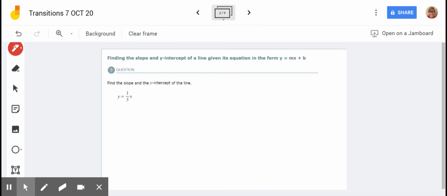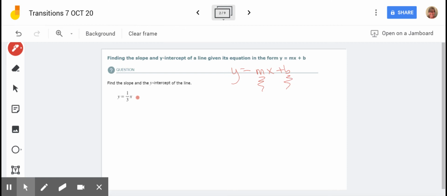Okay, next it says finding the slope and y-intercept of a line given its equation in the form y equals mx plus b. This should be a 2-minute topic for you. Mx plus b. Look, there's the slope, there's the y-intercept. That is all you need to name a line. That is all you need to graph a line. That's all you need to have the equation of a line.